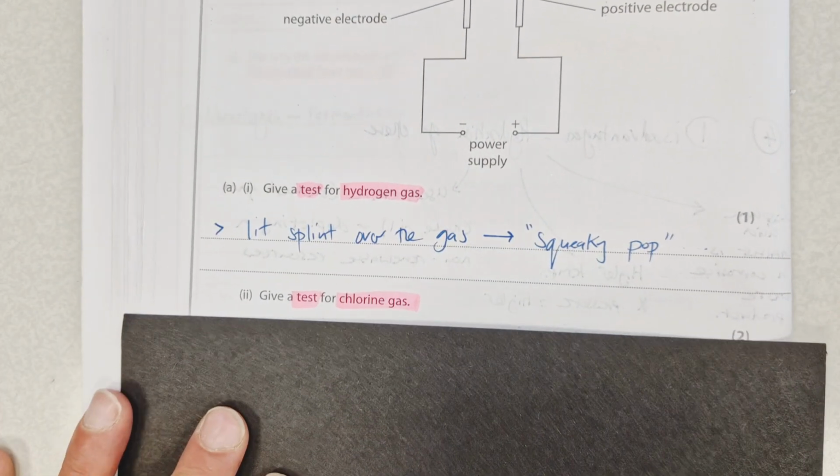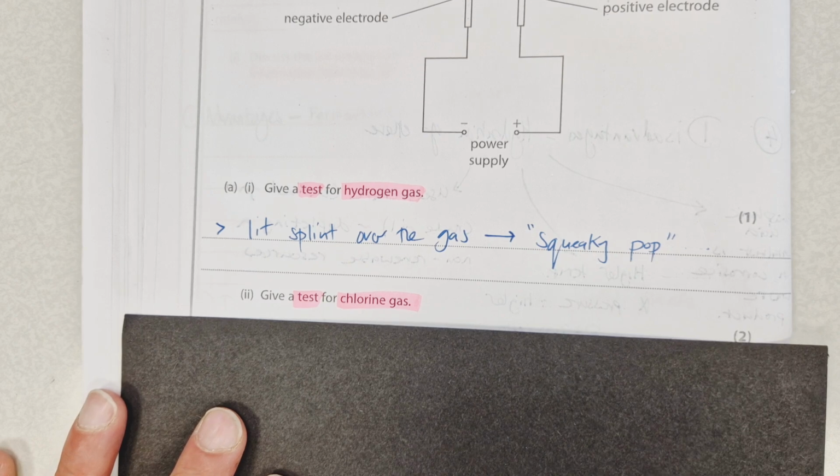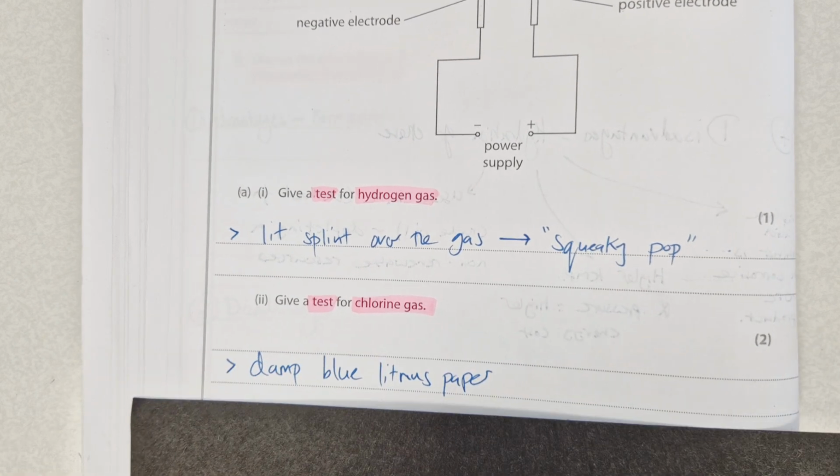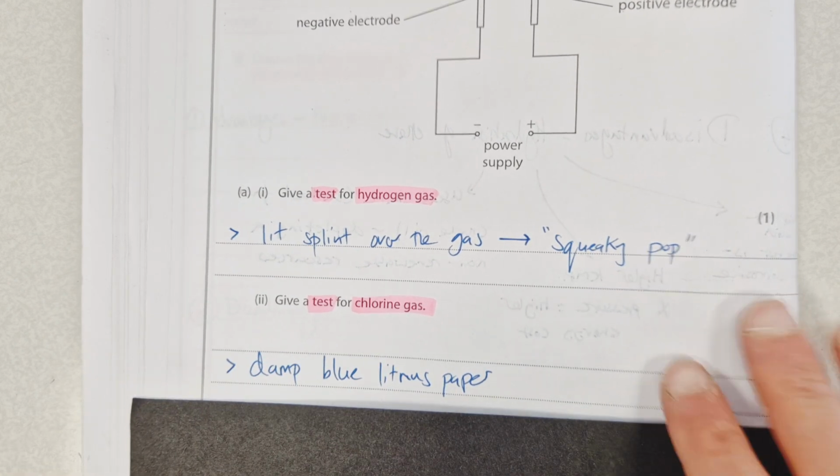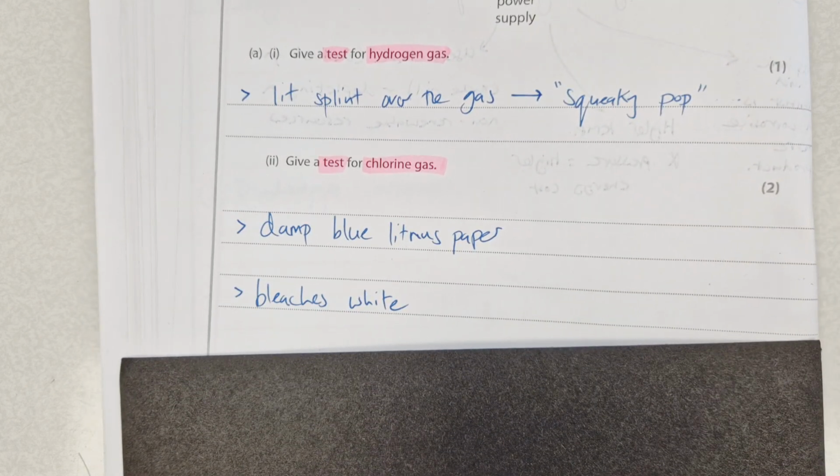Now the test for chlorine gas is you take some damp blue litmus paper, making sure the paper is damp so that it will dissolve the gas onto the surface of the paper, and it will bleach the pigmentation from the paper. It will bleach the paper to white, and that's how you test for chlorine gas.